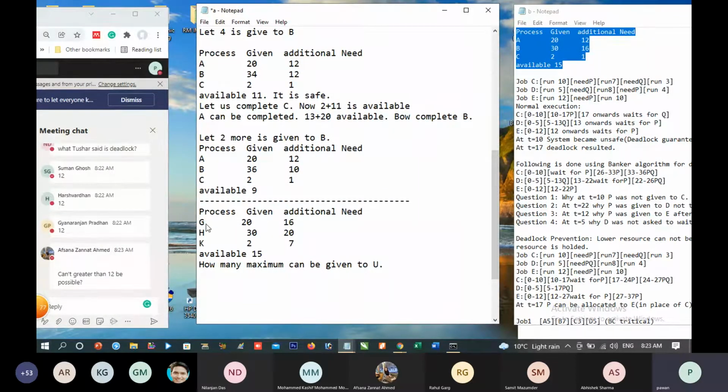Now, how many maximum can be given to G in this case?